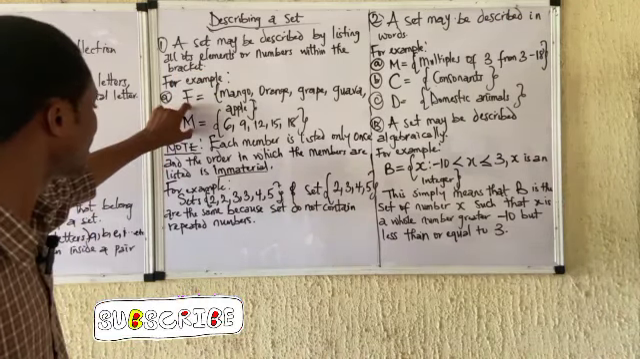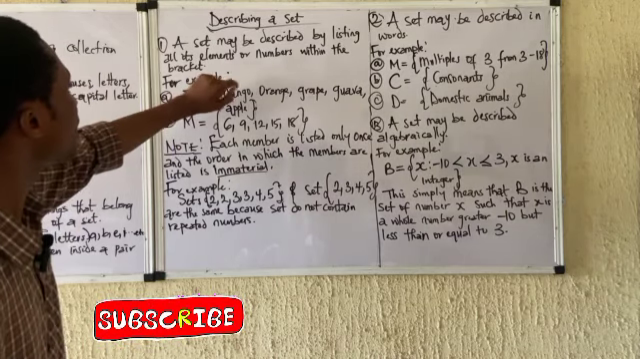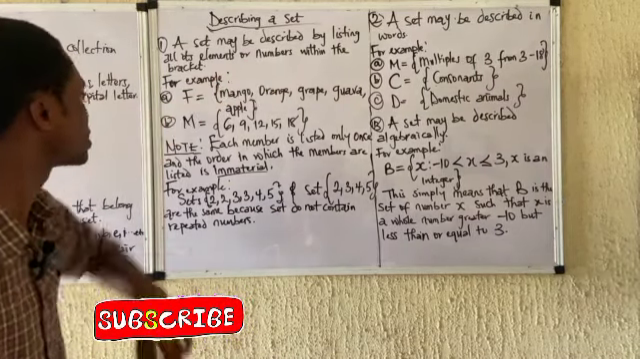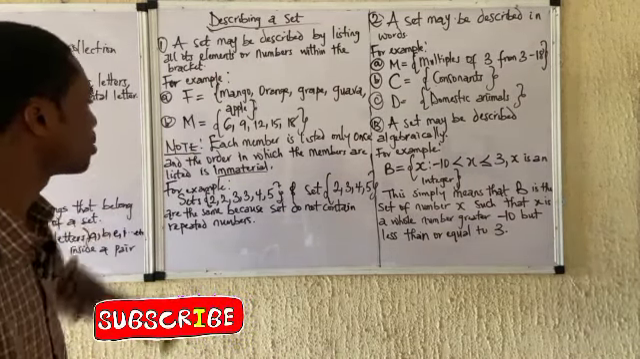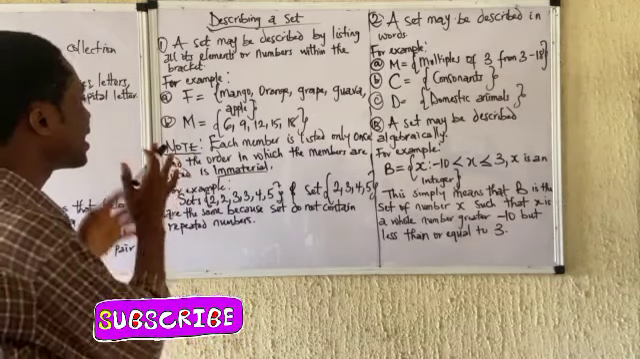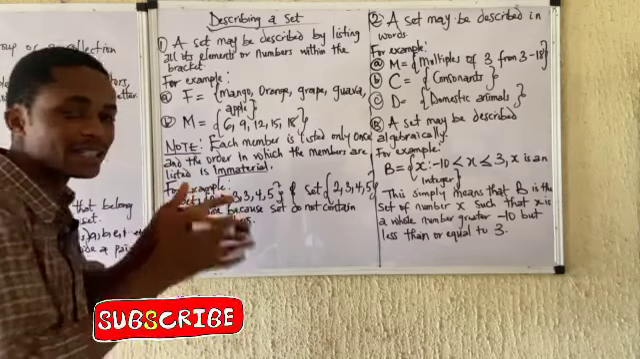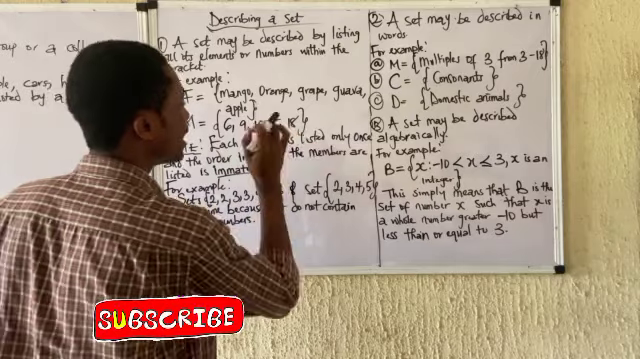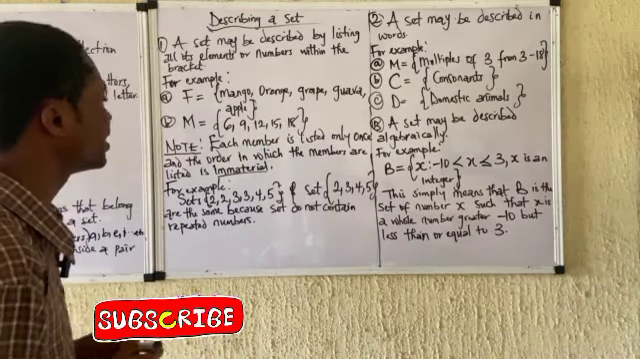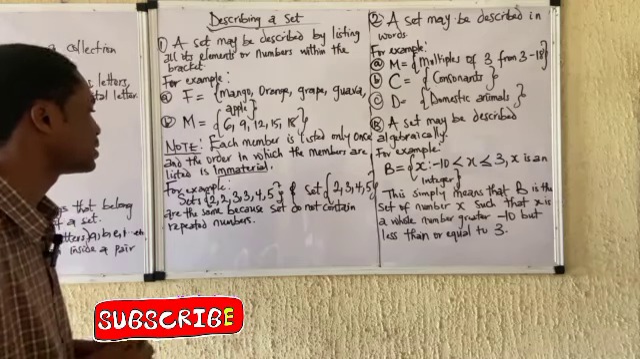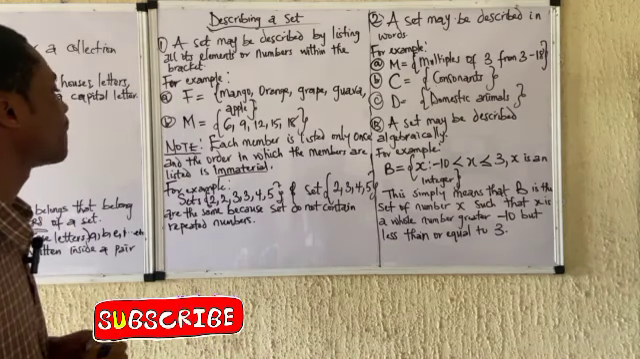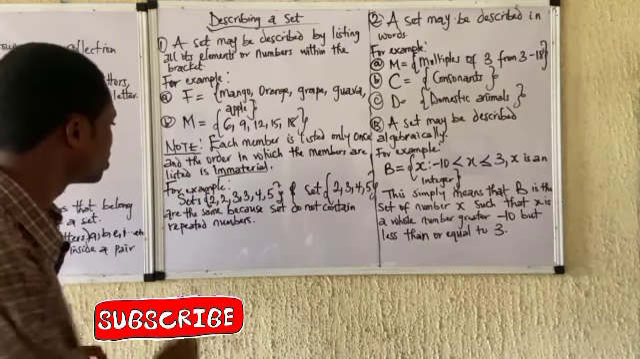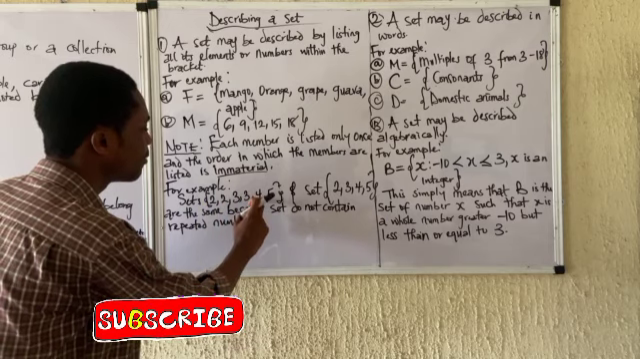Number two, set M. Using different things, I can use numbers as the elements. I can use 6, 9, 12, 15, 18. Remember that elements inside a set are separated by commas. And note, each number is listed only once, and the order in which the members are listed is immaterial. For example, a set 2, 2, 3, 3, 4, 5.